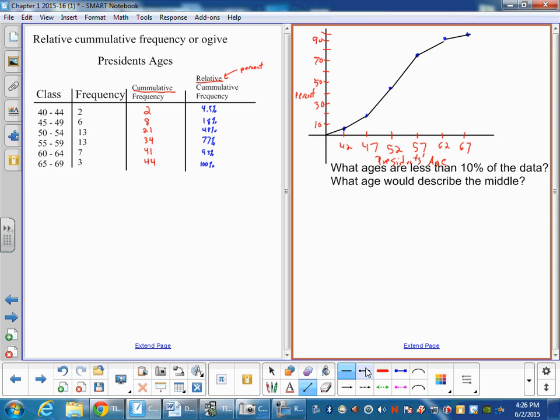Now if we want to find out what ages are less than 10% of the data, we take 10%, we go over, go down, and I'd say that's probably 44 and below would be the bottom 10%. What age is described in the middle? We start there, and this is what they call the median, at the 50th percentile, and then we just go straight down. So a little past 52, 52, 53, that's what I'd say is the middle of the graph. That's how we use ogives to look at percentile.